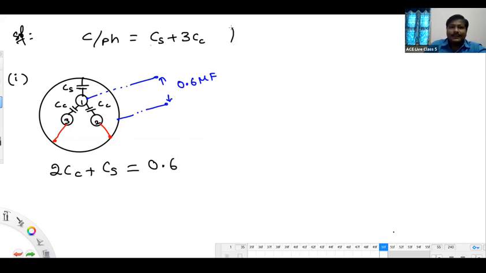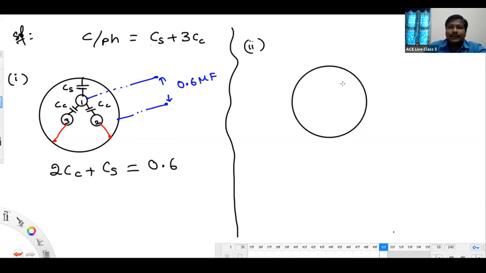Okay, next. Let's take the second experiment. So we have a cable obviously, like this. And I'm showing conductors 1, 2, 3. So this is conductor number 1, and conductor number 2, and then conductor number 3 like this. 1, 2, 3 conductors here.